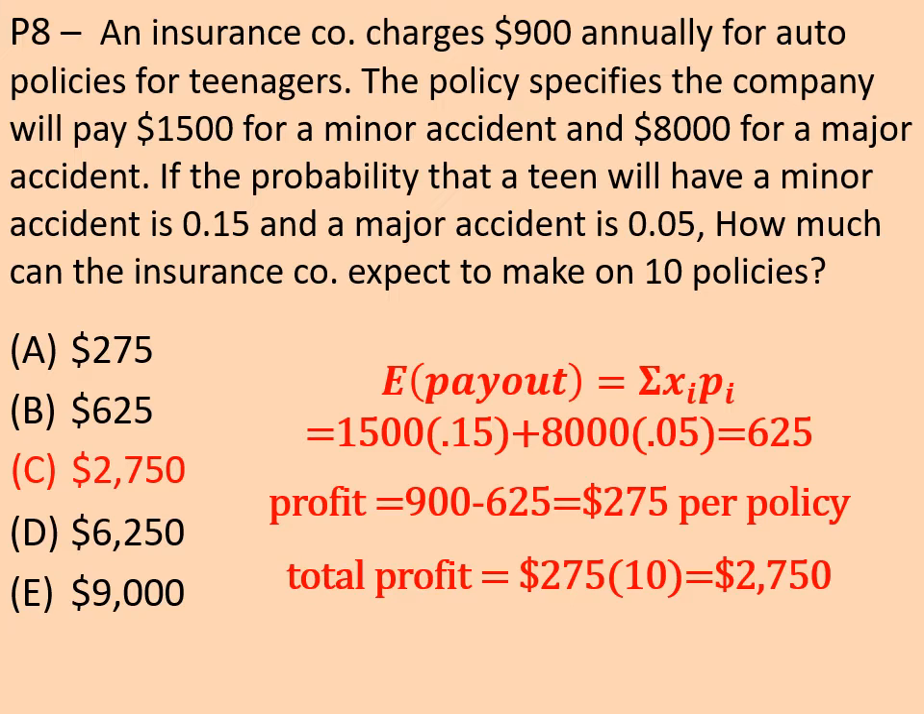All right, so in this case, the expected payout would be, we would multiply each of the amounts of payouts by the probabilities of each of those occurring, and that would give us $625. So they would expect, on average, to pay out $625 per policy. They charge $900, so the profit per policy was 900 minus 625. And then we're talking about 10 policies, so we simply multiply that by 10.